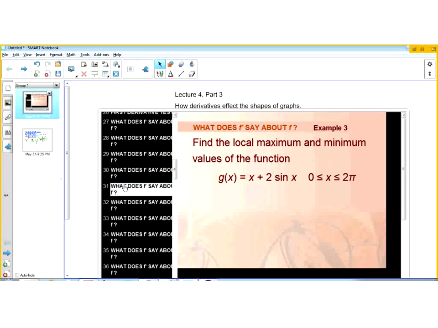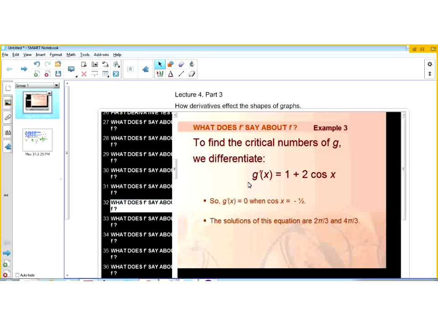Slide 31. Okay, so now how about we consider this function? We want to find the local max and minimum values of the function g of x equals x plus 2 sine x on the closed interval 0 to 2π. Again, we'll calculate the derivative. g prime of x is equal to 1 plus 2 cosine of x. Find the critical numbers. So g prime of x is equal to 0 and cosine x is equal to -1/2.